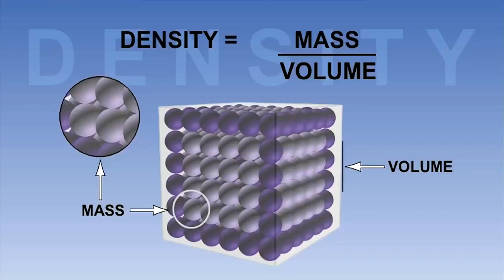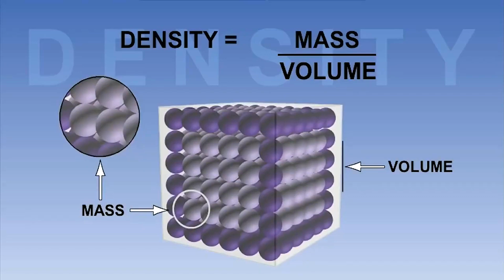Density is defined as mass per unit volume. In other words, how much material is inside a given space. Density can be expressed in many ways. The first way you've already seen. This is grams per cubic meter. Or in standard international units, kilograms per cubic meter.